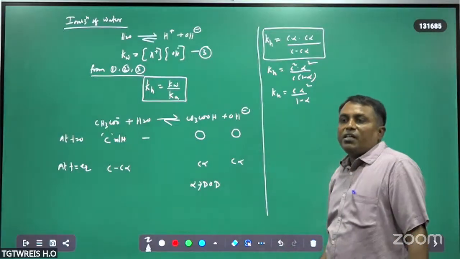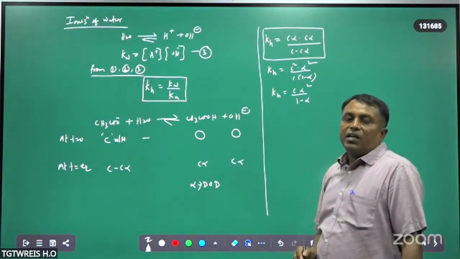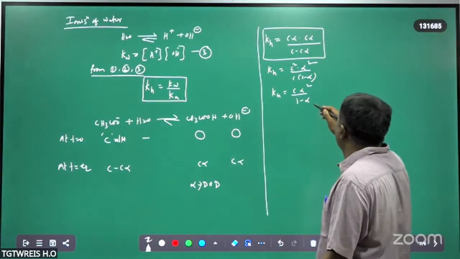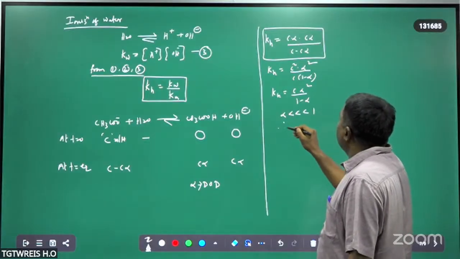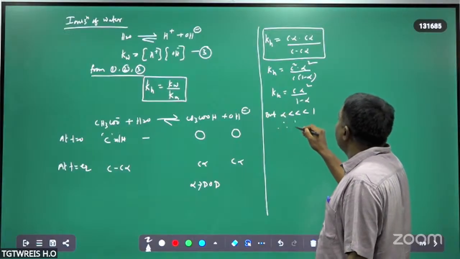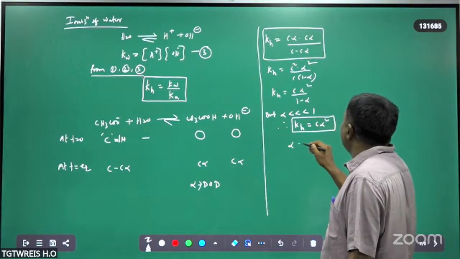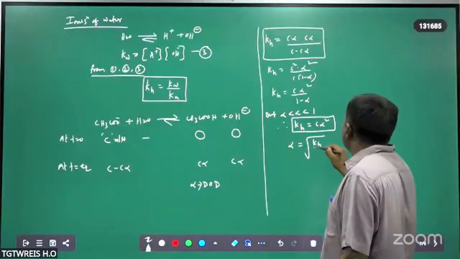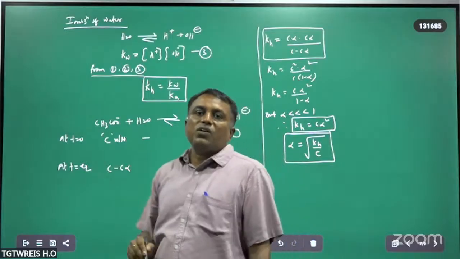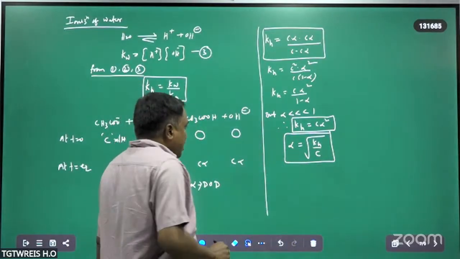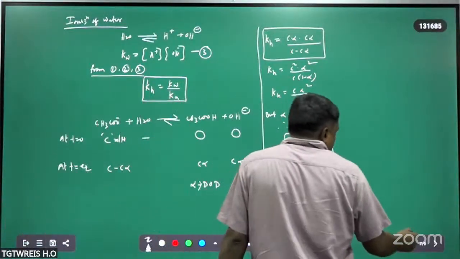Actually it is a salt of a weak acid. Therefore its degree of dissociation alpha is very, very small. Therefore alpha is very much less than 1. Therefore KH is equal to C alpha square. Alpha is equal to root KH by C, where KH is the hydrolysis constant and alpha is the degree of dissociation. And next, we want to calculate our actual aim.